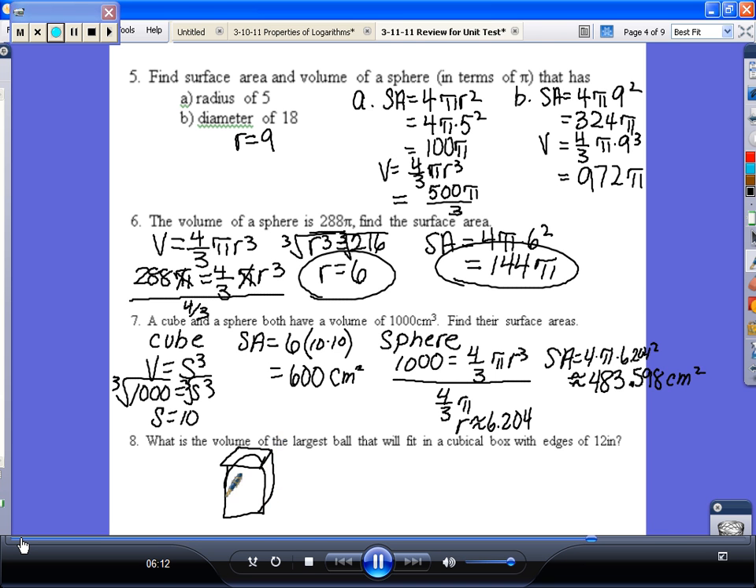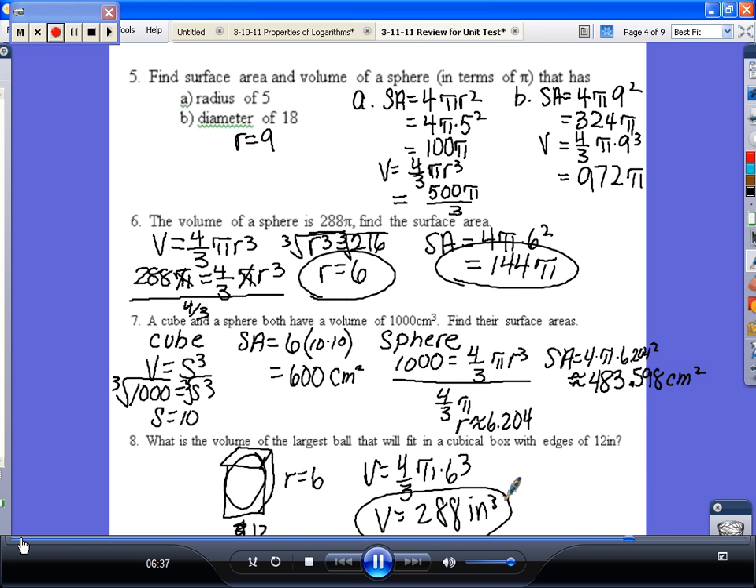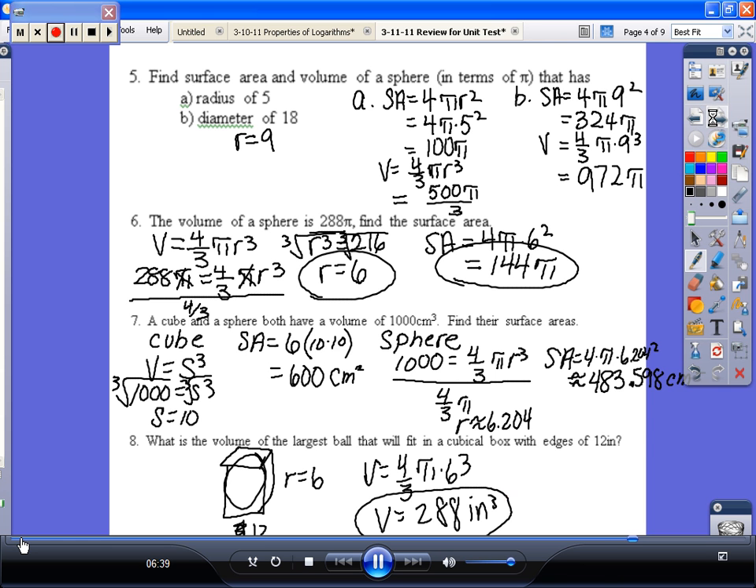Okay? For number 8, we have a cube and a ball inside the cube. If one side of my cube is 12, what's the radius of the ball? So you have a big ball and a cube. The side of the cube is 12, which means the radius of the ball is half of that, which is 6. So you take the radius of 6 and you plug it into the volume formula. Volume equals 4/3 pi times 6 cubed. 4/3 times 6 cubed is 288 inches cubed. Okay? We'll do questions in a minute.